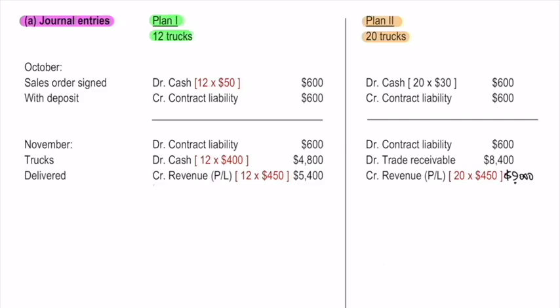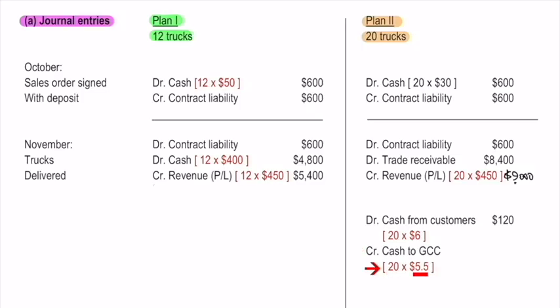Plan 2, remember, the company will receive a premium from the customer, $6,000, debit cash, customer. This amount will be 20 trucks and from each customer they'll collect $6,000. In total, the amount collected from customers is $120,000. Credit cash to GCC. 20 trucks, $5,500 each, is $110,000. There's a difference of $10,000. This $10,000 represents the commission income to be recognized in profit and loss.